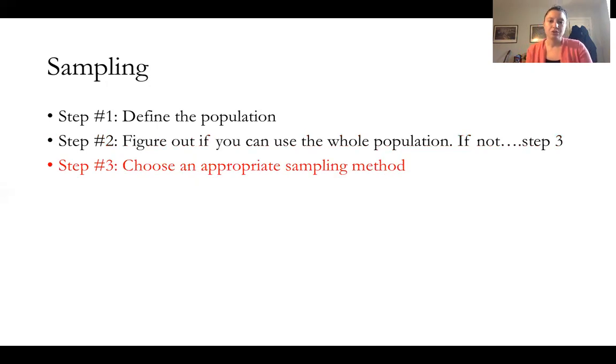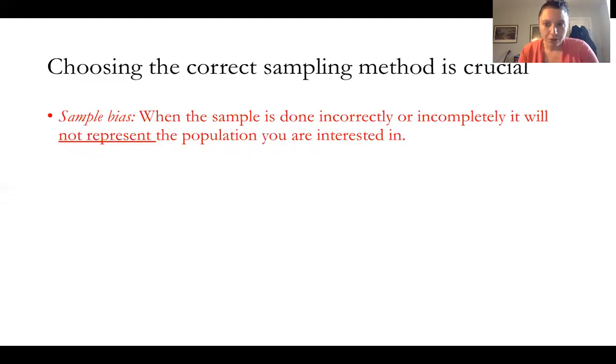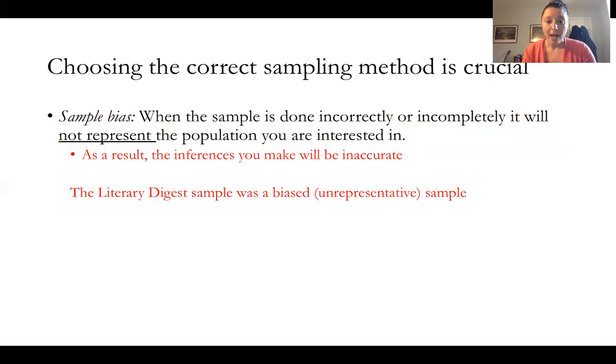And step 3 is to choose an appropriate sampling method. If we don't choose an appropriate sampling method, so if you do it incorrectly or incompletely, your sample is not going to represent the population that you're interested in. And if that happens, the inferences that you draw will be inaccurate. That's what happened with the Literary Digest magazine. They had a sample that was biased towards wealthier people, which means it was unrepresentative of the population. So let's talk about how to sample appropriately.